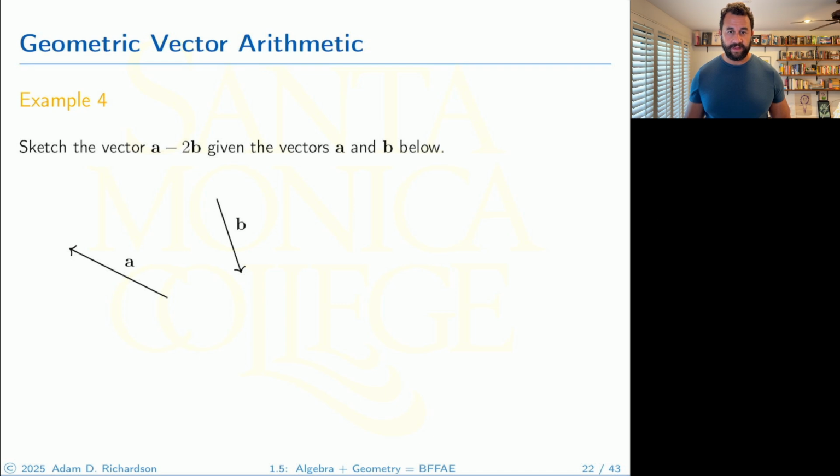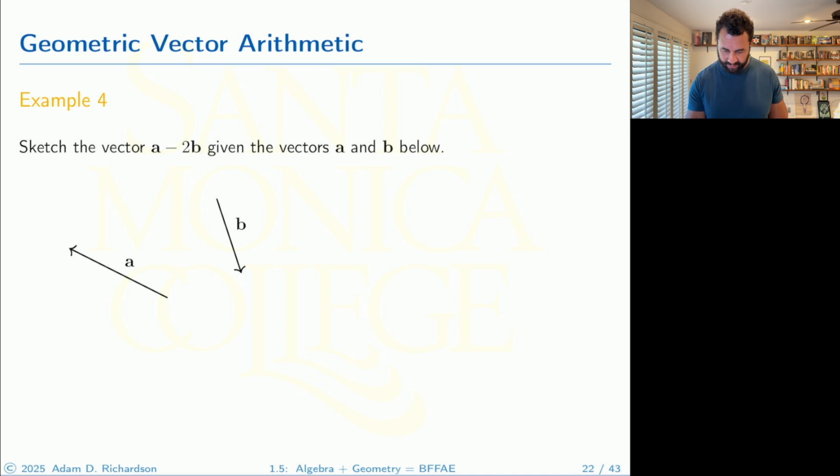Okay. Here we go. All right. So the first thing I notice is this. I don't know about you, but I see negative 2b. So that means we're going to need to flip b around, because negative b goes in the opposite direction of b, and we're going to need two of them. So let me start with that.